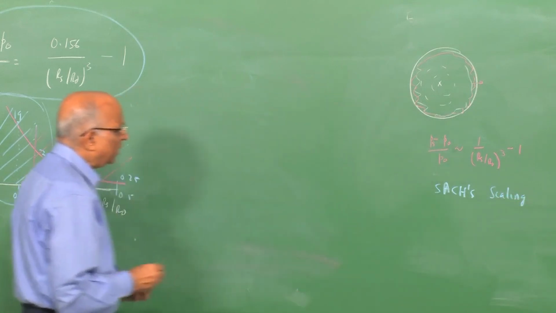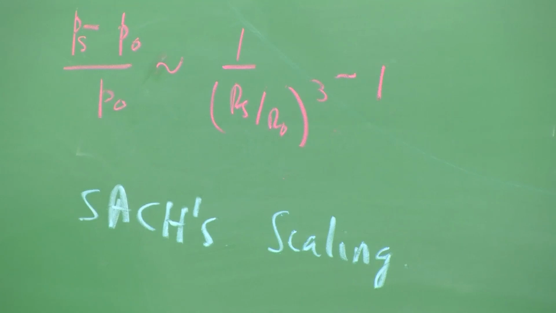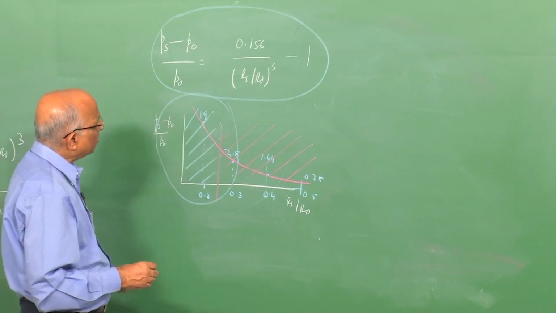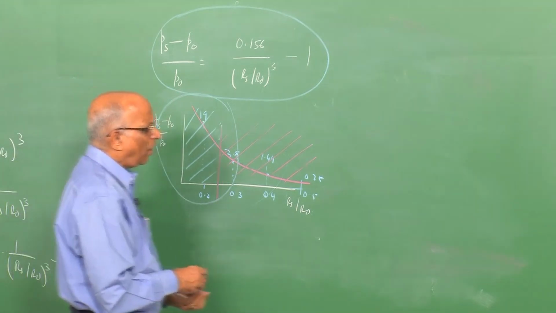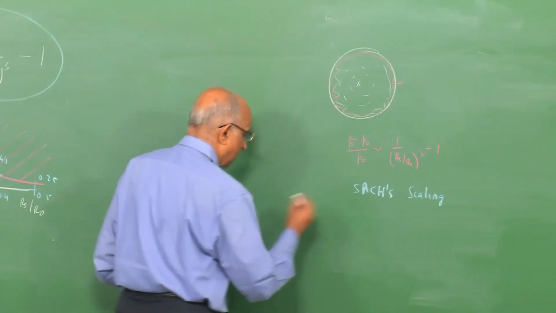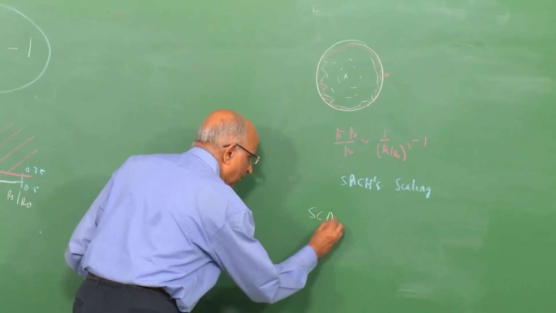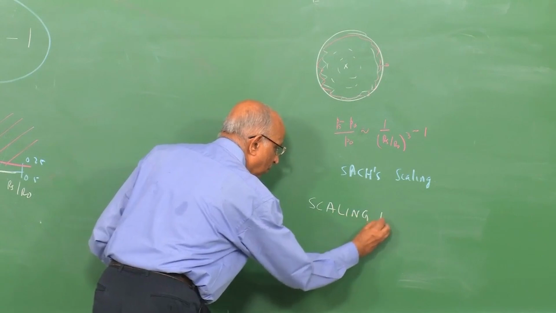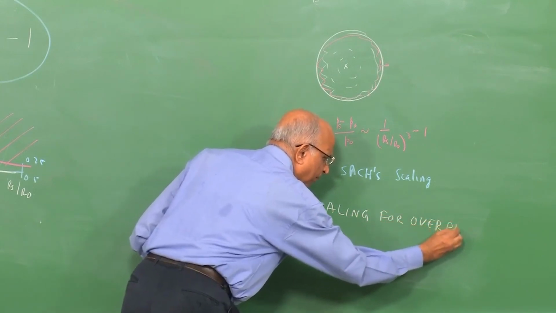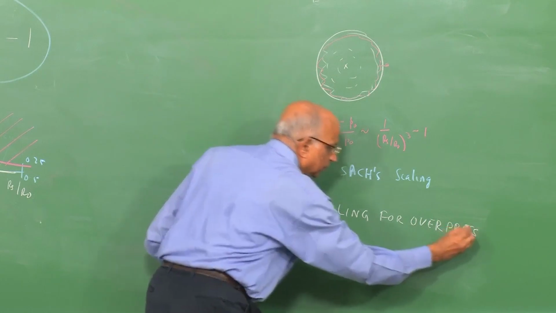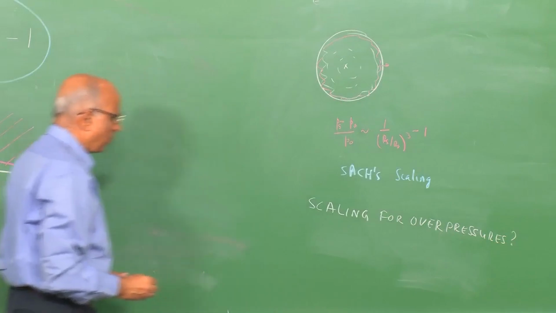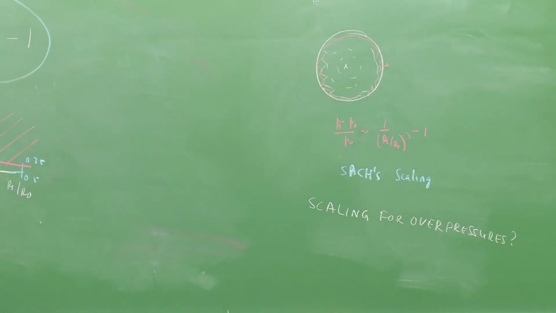Can I think of anything further? If I look at this particular expression, what is it I get? Can I talk in terms of other forms of scaling? Can I say how a blast wave scales for overpressures? In other words, let us ask our question: scaling for overpressure. Can I really solve for this? What do you mean by scaling for overpressure?